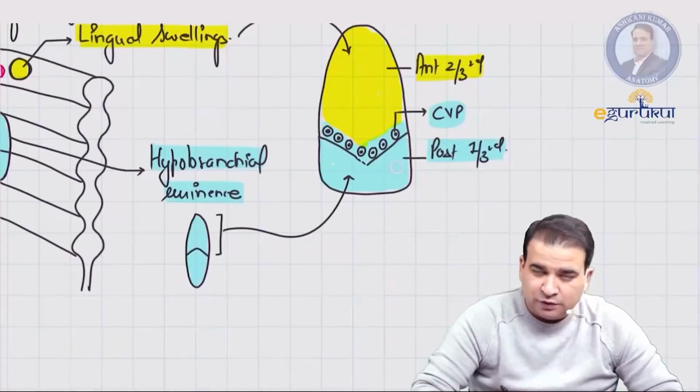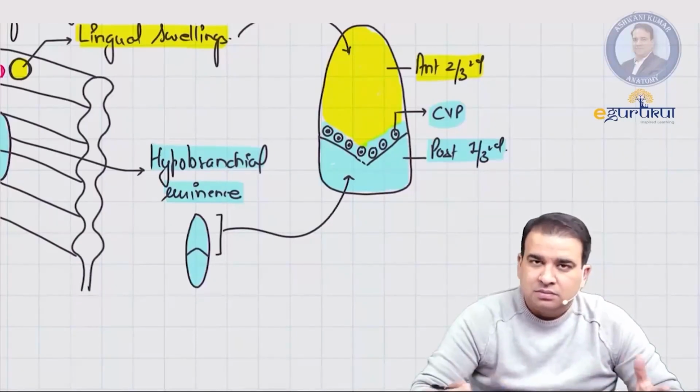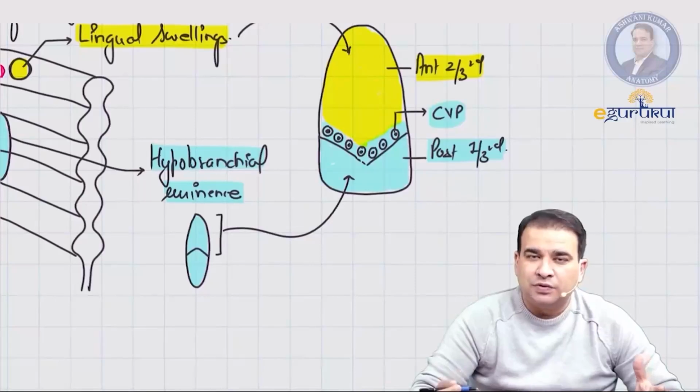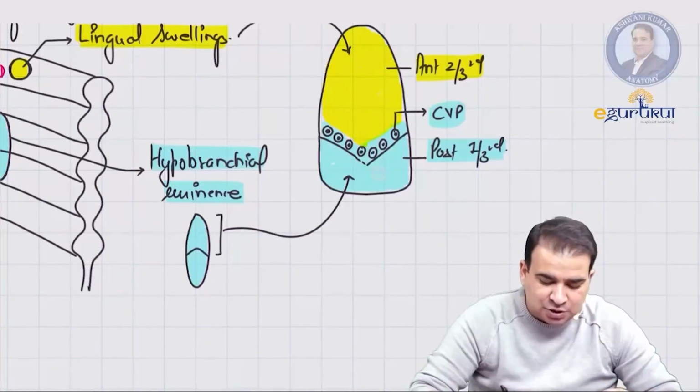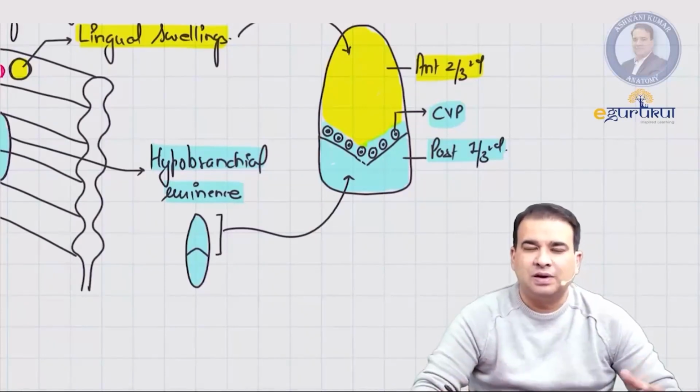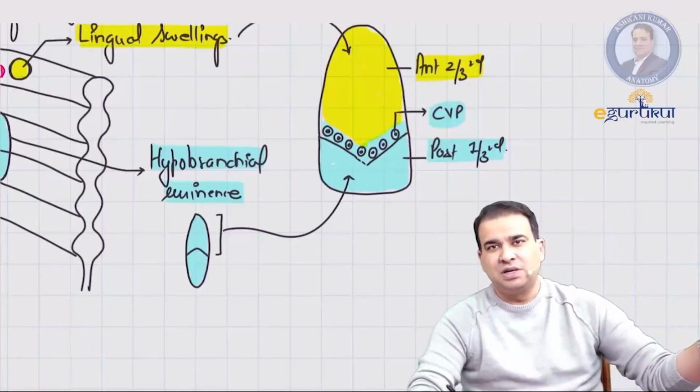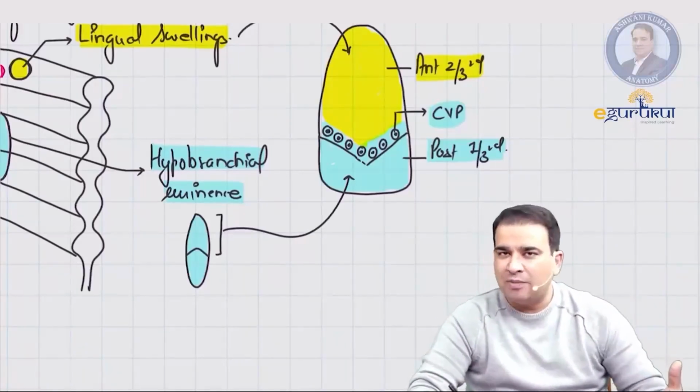General sensation of the posterior 1/3 of tongue is by what now? Glossopharyngeal nerve. And even the taste sensation coming from this part, the one we highlighted in blue, is also glossopharyngeal nerve. And the glossopharyngeal nerve is a nerve of the third arch. In the third arch, we have the cranial part of the hypobranchial eminence.